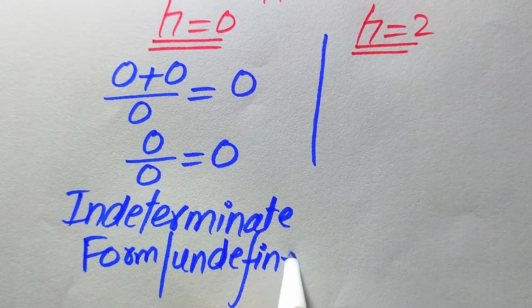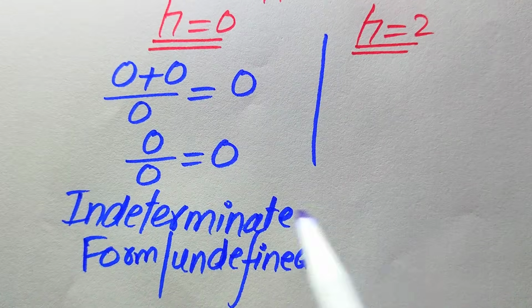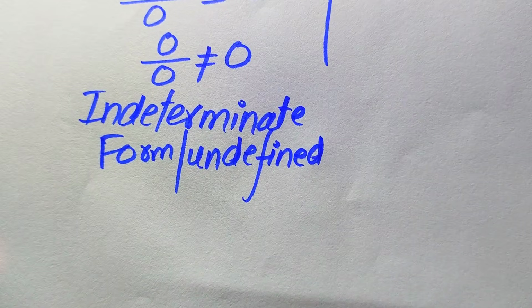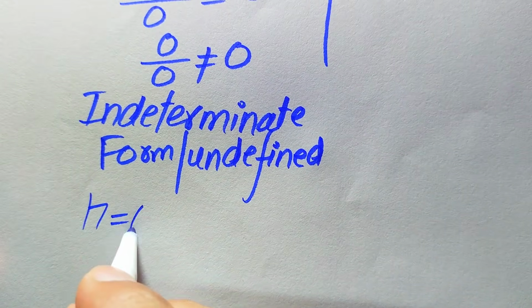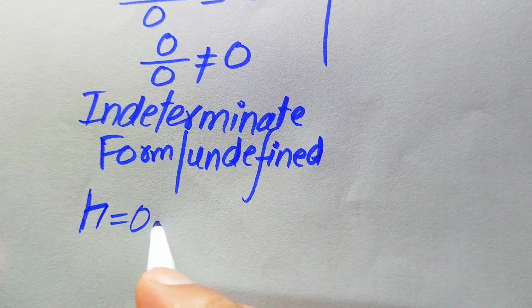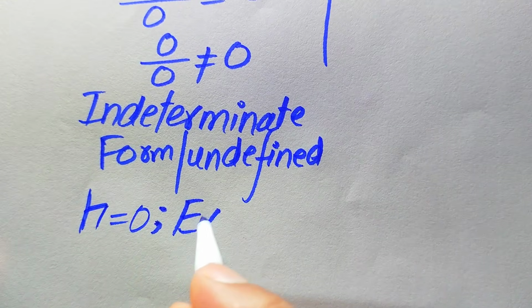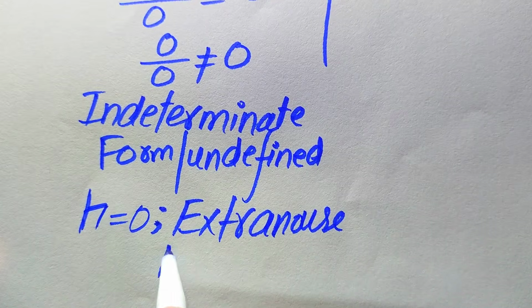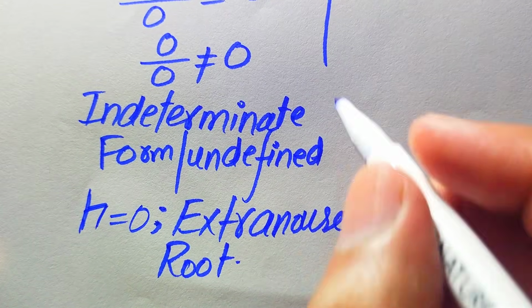If the left hand side is undefined, this means that both of the sides are not equal. And if both of the sides are not equal, this concludes that the value h is equals to 0 does not satisfy our given question statement. So we call h is equals to 0 the extraneous root of the given equation.